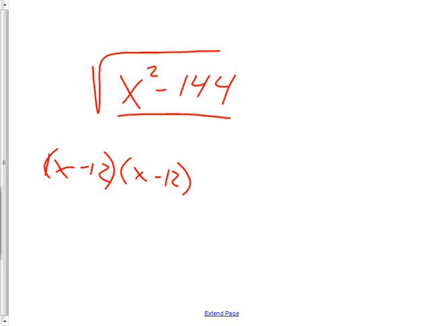Okay, a lot of kids made that mistake in the last test. I just want to remind you, it's going to come up again. Don't simplify that. You can't.